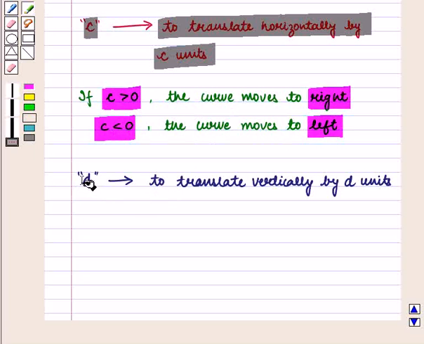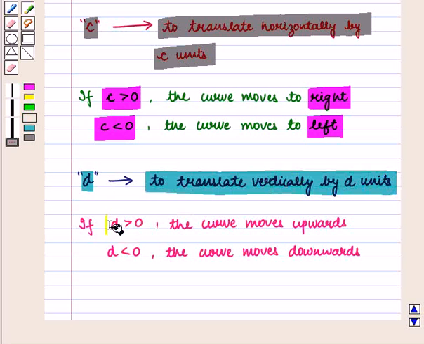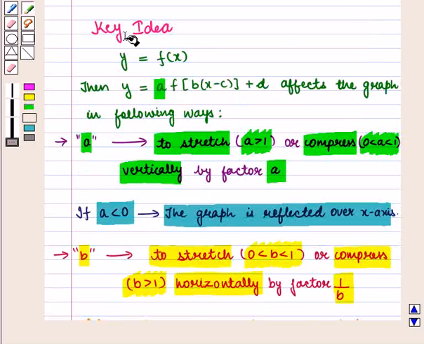D causes the graph of the function to translate vertically by d units. If the value of d is greater than 0, then the curve moves upwards, and if the value of d is less than 0, then the curve moves downwards. With this key idea, we proceed to the solution.